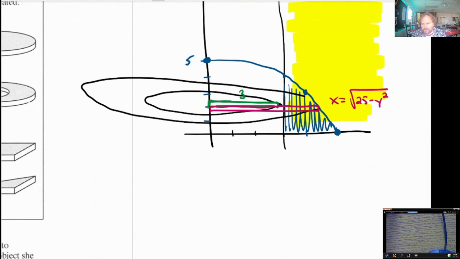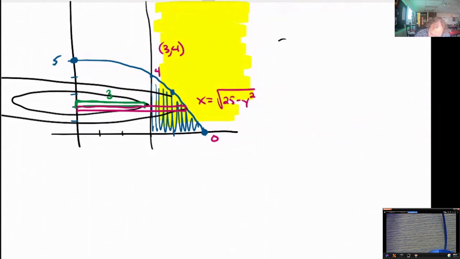The nice thing is that if we're slicing this horizontally, we got to start at 0 and go all the way to 4, because I believe that the point (3, 4) satisfies both equations. So what we're going to have for our integral here is the integral from 0 to 4. Our outside, we're going to put a pi in front.